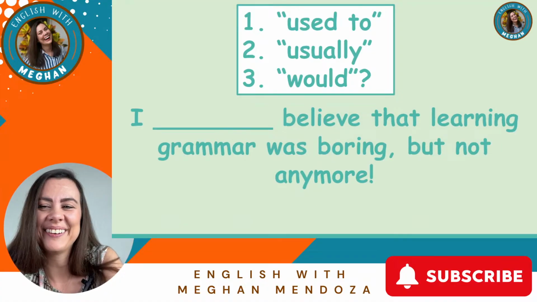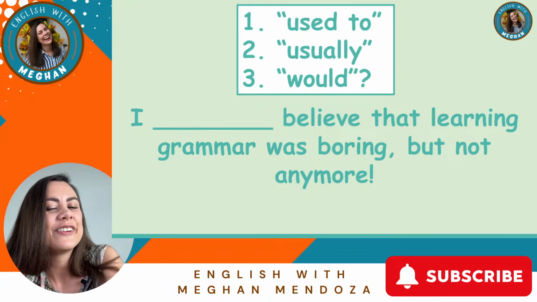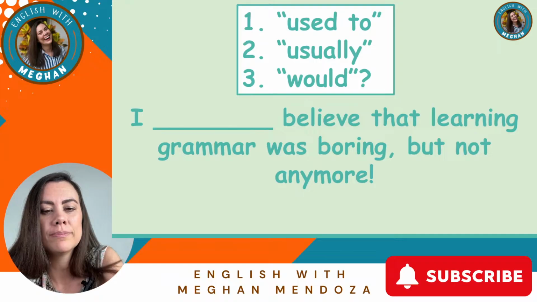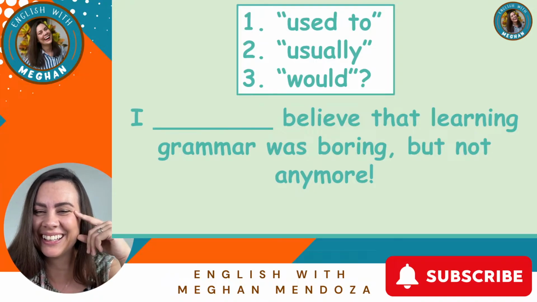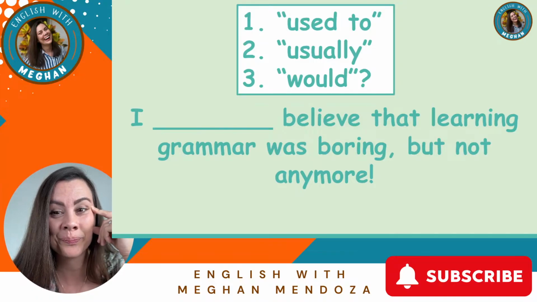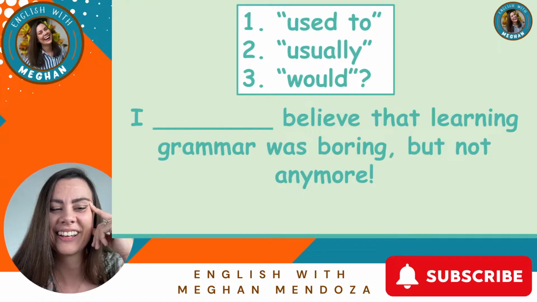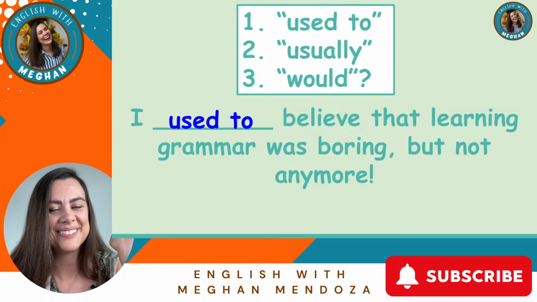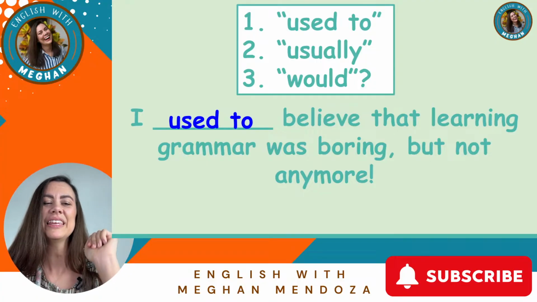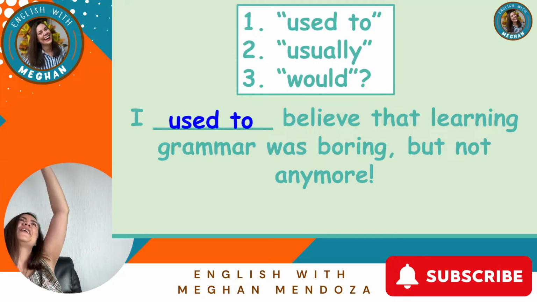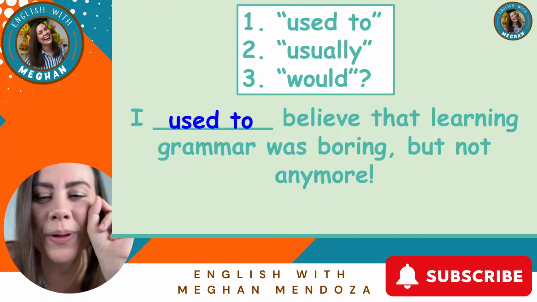Okay. Next one. Last question of the day. So we have, I believe that learning grammar was boring, but not anymore. Number 1, 2, or 3. What is your answer? The answer, 3, 2, 1. Used to. Okay. We have our thing that happened in the past. It's used to. We cannot use would for this one. Why? Someone tell me. I'm looking at you. Tell me, why can we not use would?